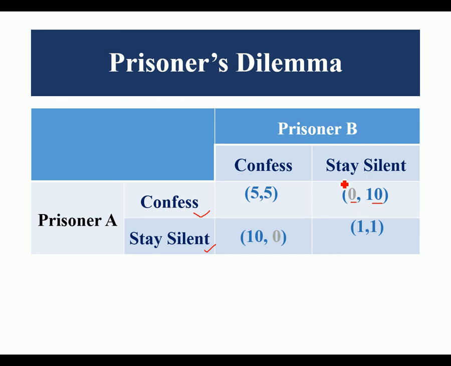Similarly, police go to B and offer the same deal. That is, police say to B that if B confesses and A stays silent, then B is freed and A is sentenced to 10 years of imprisonment. And further, police clarify that if both of them confess, then both get imprisonment of 5 years each, and if both of them remain silent, then both get imprisonment of 1 year each.